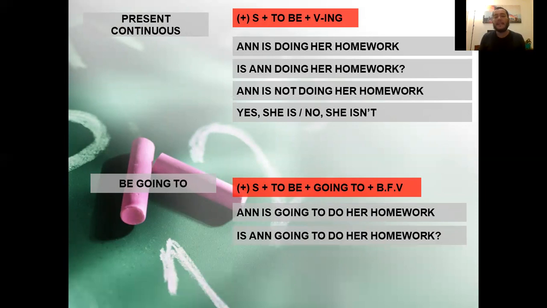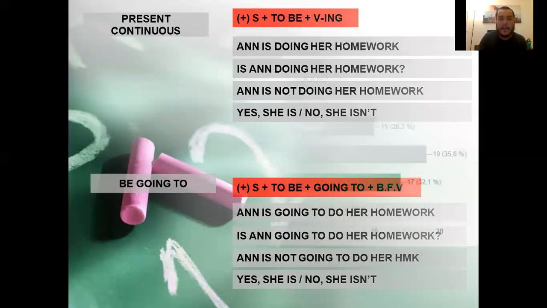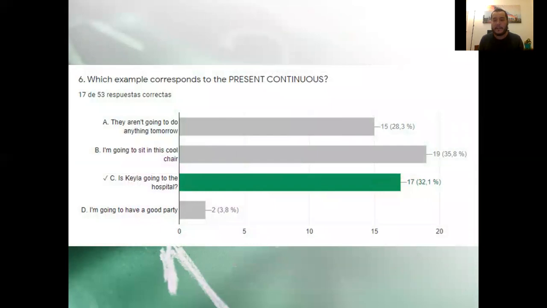Question, is Anne going to do her homework? Negative, Anne is not going to do her homework. Short answers, yes she is, no she isn't. So you can see very similarities in this case. For example, the short answer form is absolutely the same, but we are going to see the differences between present continuous and be going to. Let's have a look at the next question and you are going to understand.